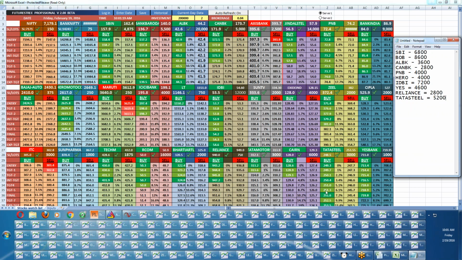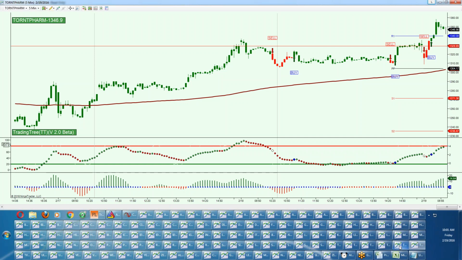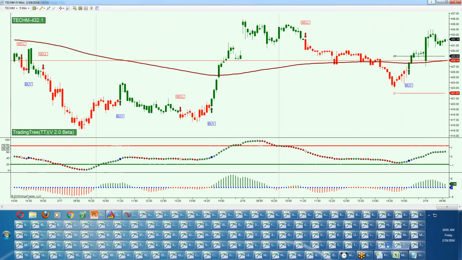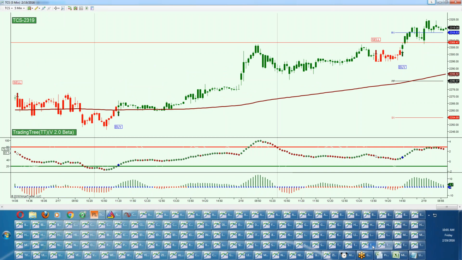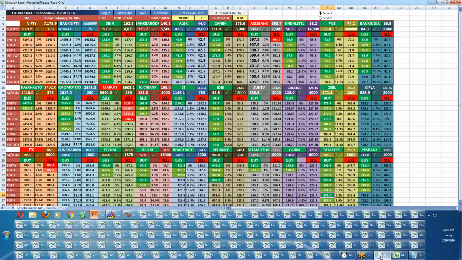So Tata Steel you can see it's 253.30. So let's see what will be the next target. Once it crosses 253.80, your next level should be 256. So we can stay long on Tata Steel.